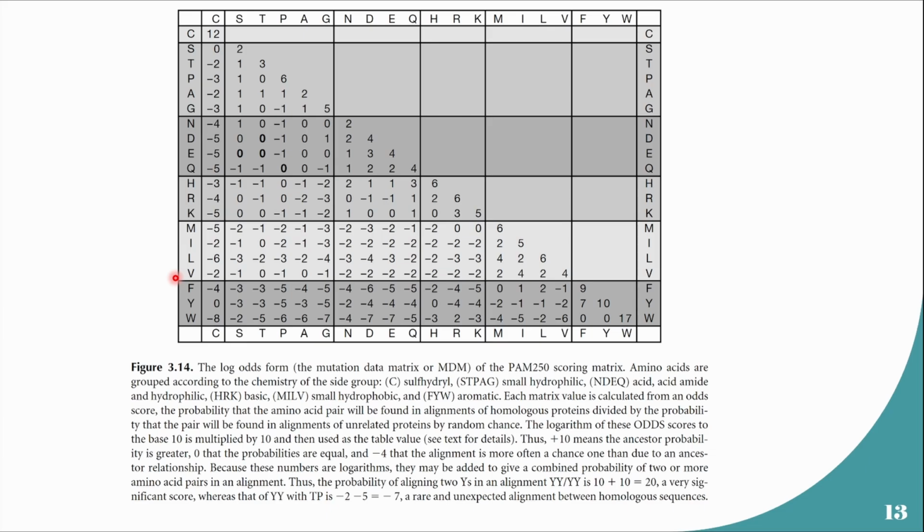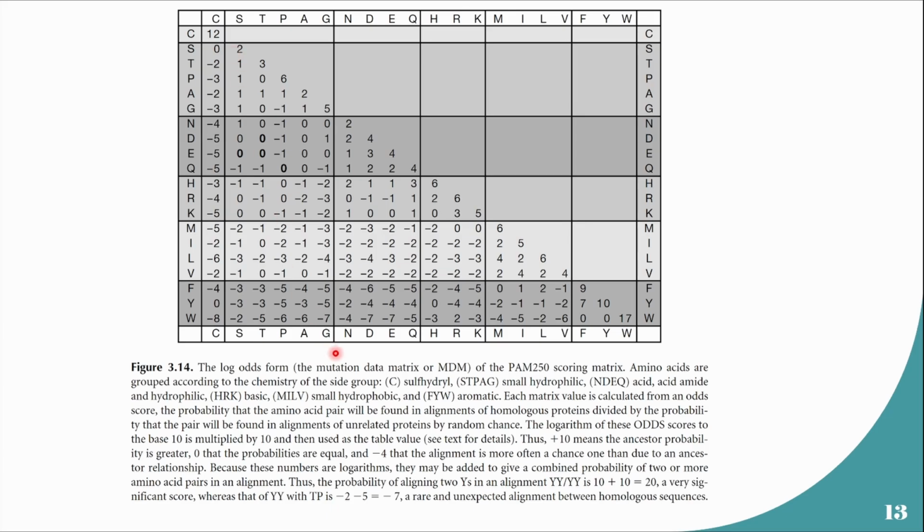In this particular example, they have also grouped the amino acids into several smaller subgroups, based on their side chain chemistry. So you have the sulfhydryl-containing group, cysteine, then the small hydrophilic group, then acids, acid amides, hydrophilic basics, the small hydrophobics and aromatics, and so on. Now, if we take a quick look at this matrix, you will see that at every junction point, as I mentioned, there are certain scores written there.